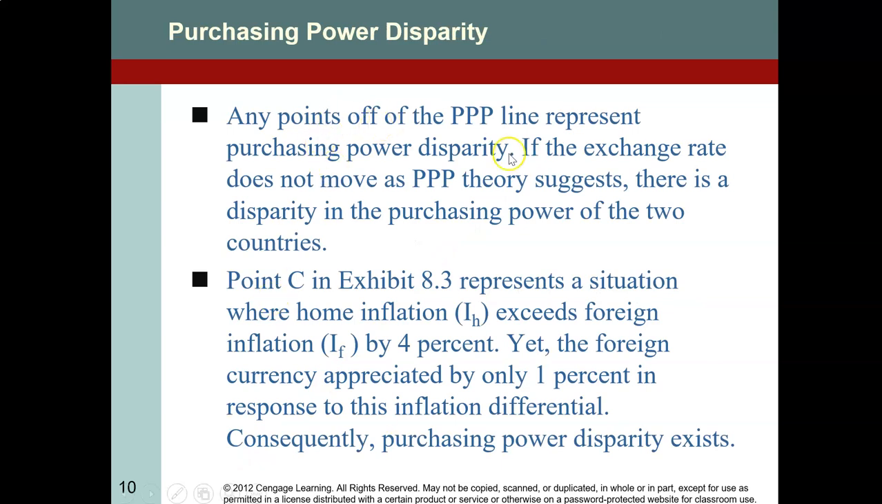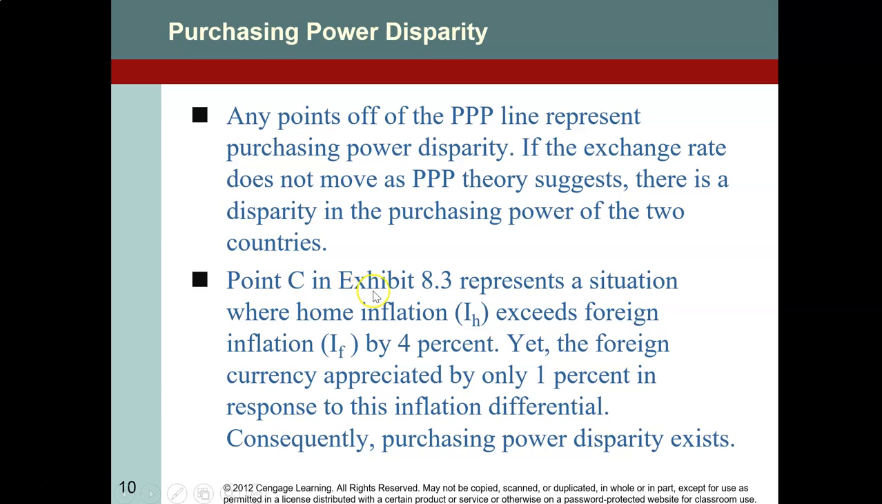Any points off the PPP line represent purchasing power disparity. If the exchange rate does not move as PPP theory suggests, there is a disparity in the purchasing power of the two countries. Okay, so anything on the line satisfies our PPP theory. Anything off the line is purchasing power disparity, not purchasing power parity anymore.